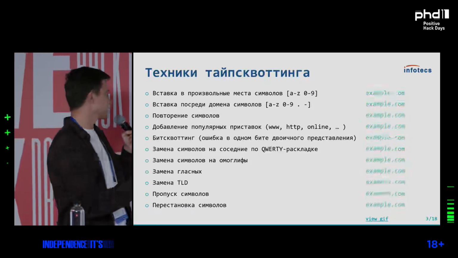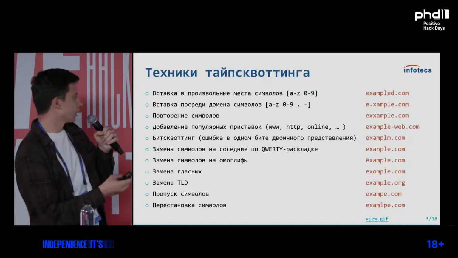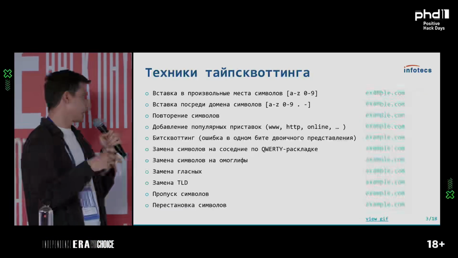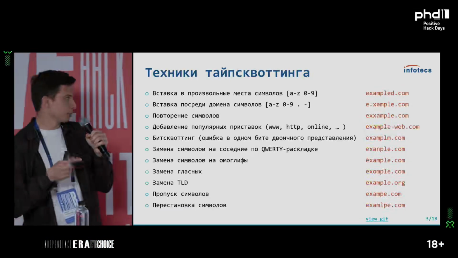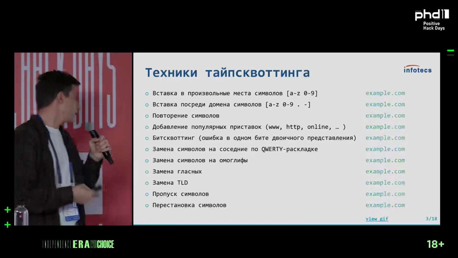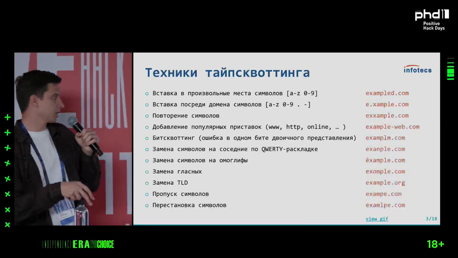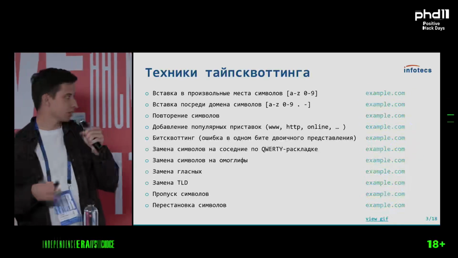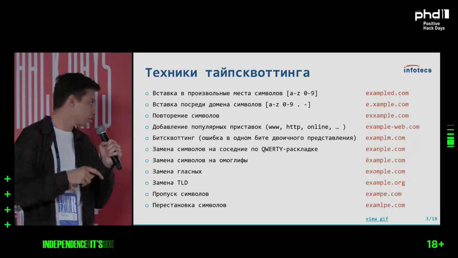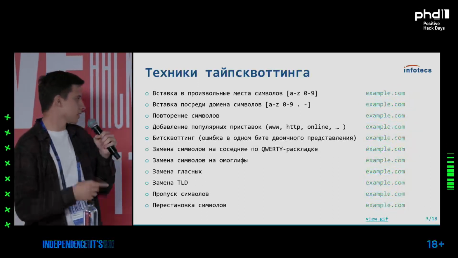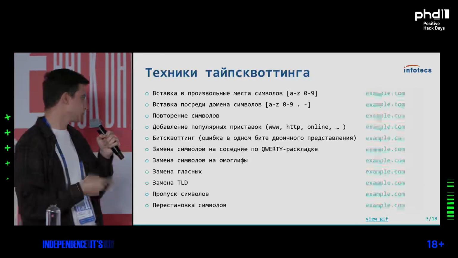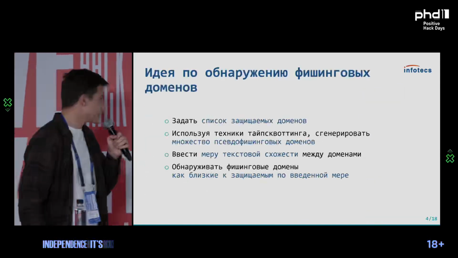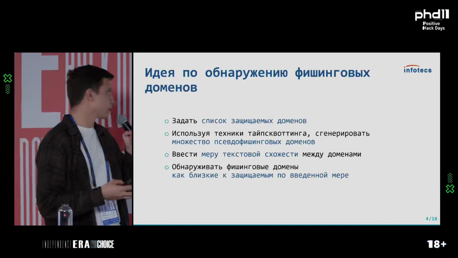The typosquatting techniques from literature are: adding symbols in random places, repeating the symbols, adding some leading characters, changing one bit, replacing two neighboring symbols on the keyboard, replacing the symbols with ones that look very similar, replacing the vowels, omission of symbols, and putting them in different places.